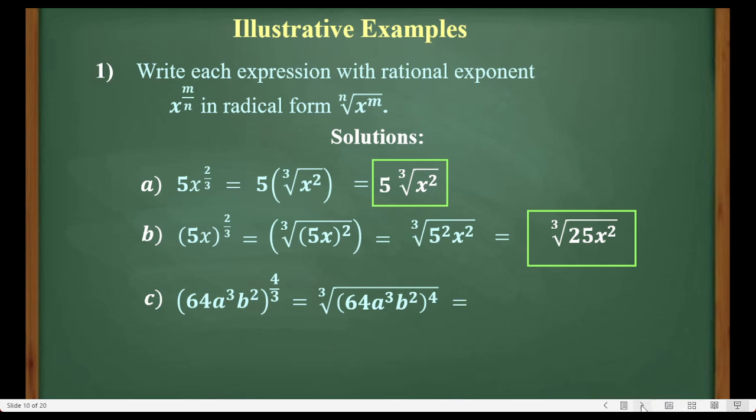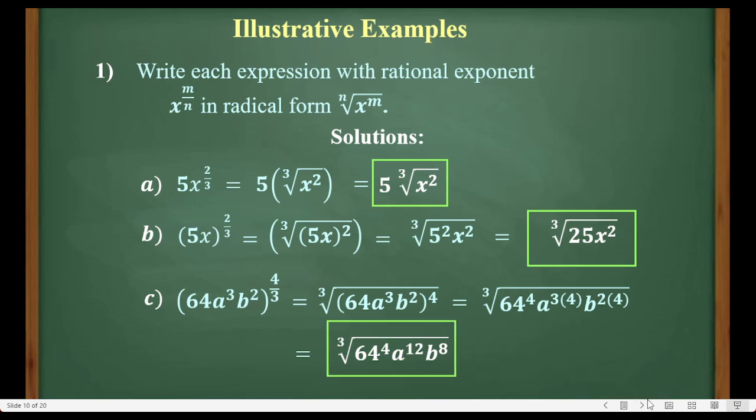Now, looking at the radicand part, we can apply here the power of the product law, wherein the exponent 4 is to be distributed to the exponent of each factor inside the parentheses. If we simplify this further, we have cube root of 64 to the 4th, a cubed to the 4th, b squared to the 4th. And finally, the answer would be cube root of 64 to the 4th, a to the 12, b to the 8. We can no longer evaluate 64 to the 4th because if we do this, we will obtain a very large value. So the answer can just be like that. And this is our answer to letter C.